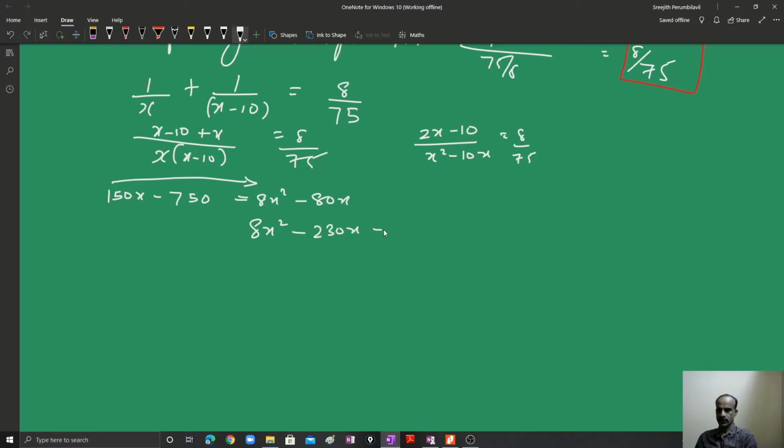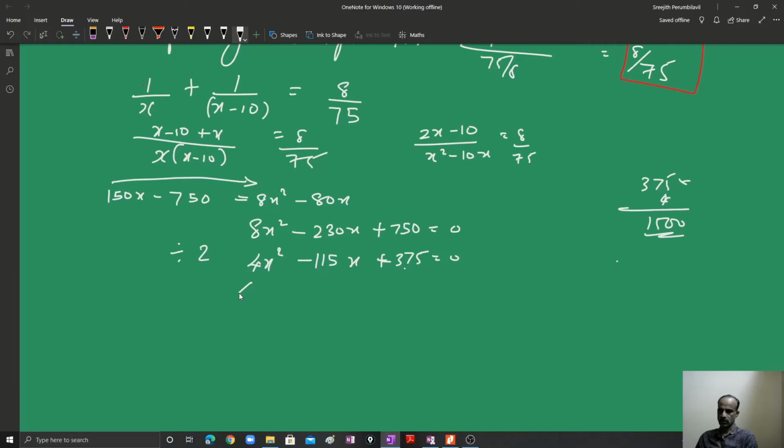8x² − 230x + 750 = 0. Dividing throughout by 2, 4x² − 115x + 375 = 0. So what is the factorization? Try 375 into 4. How much? That's 1500, right? So the product is 1500 and the sum is −115.